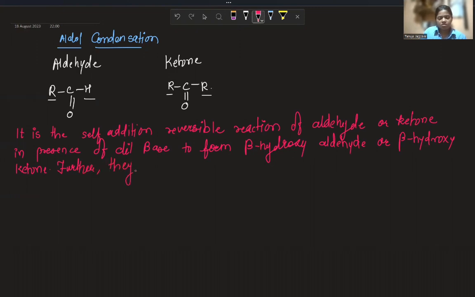Further, they can be dehydrated, sorry, they can be dehydrated to form alpha, beta, unsaturated aldehydes or ketones.